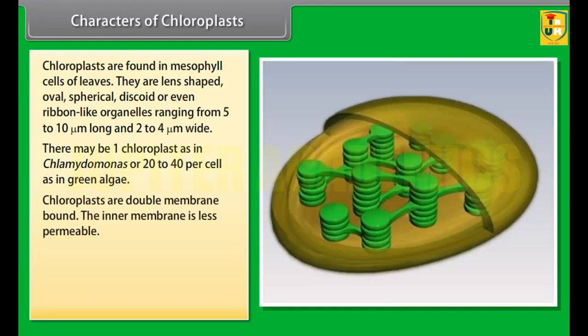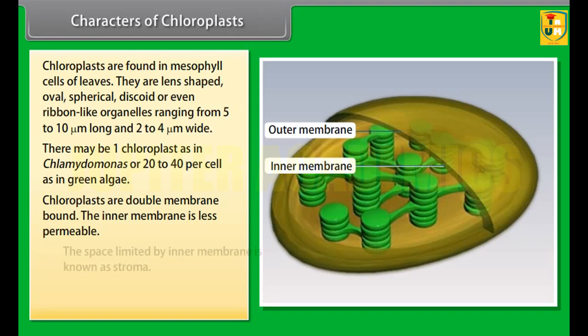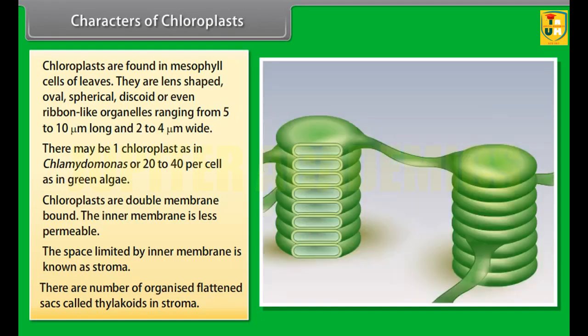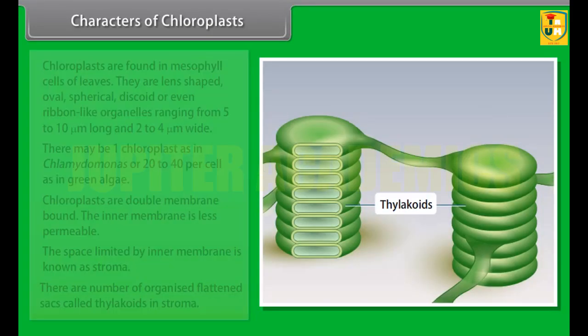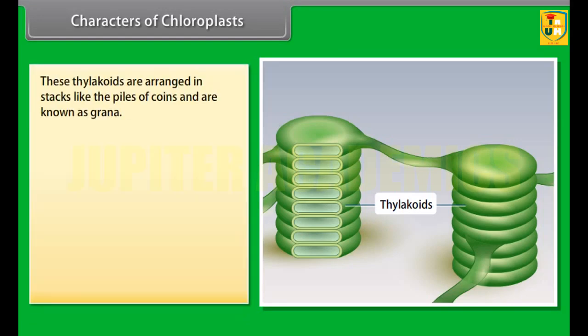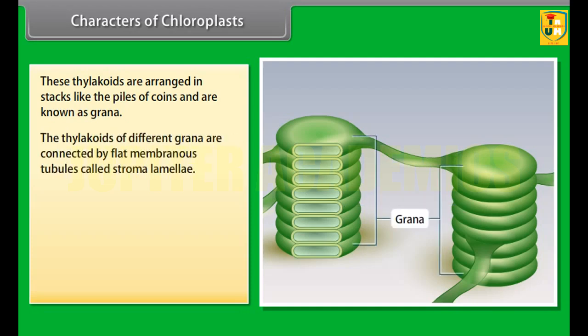Chloroplasts are double membrane bound. The inner membrane is less permeable. The space limited by inner membrane is known as stroma. There are a number of organized flattened sacs called thylakoids in stroma. These thylakoids are arranged in stacks like the piles of coins and are known as grana. The thylakoids of different grana are connected by the flat membranous tubules called stroma lamella.